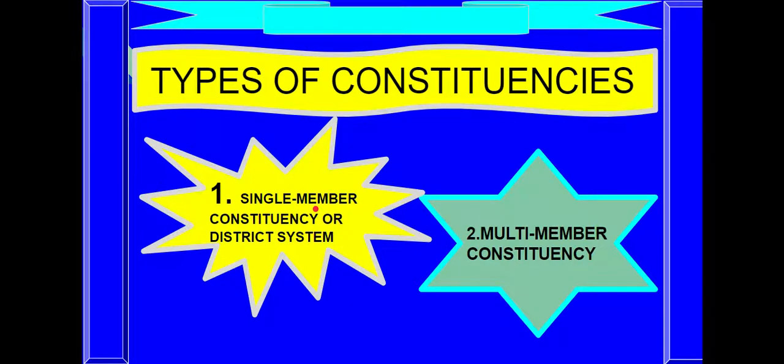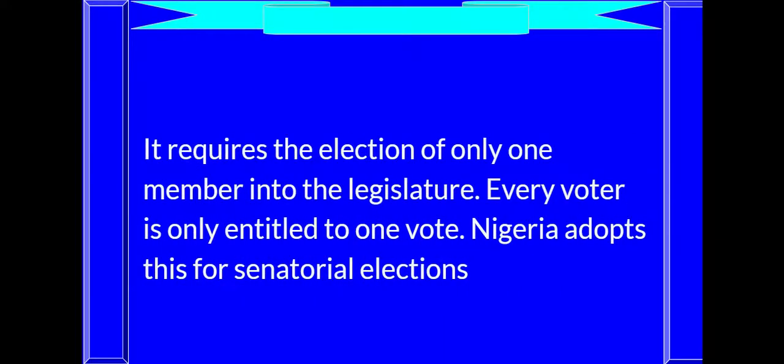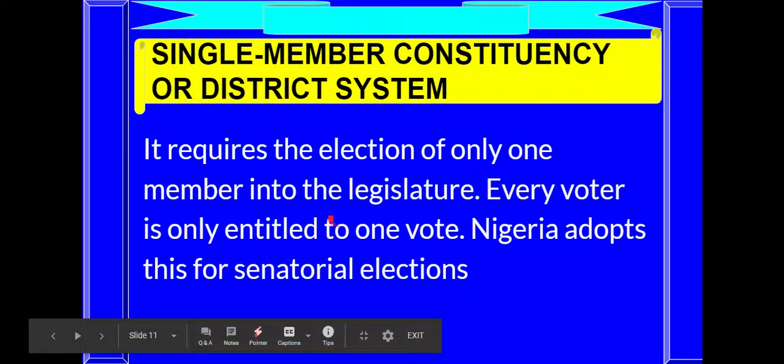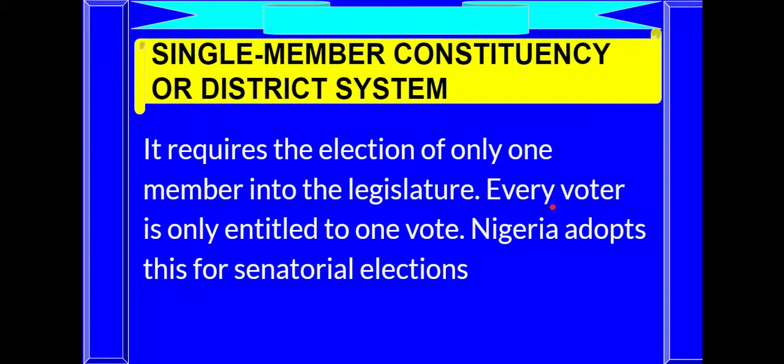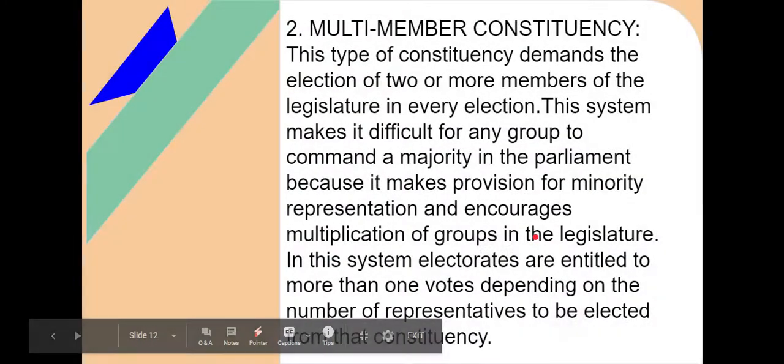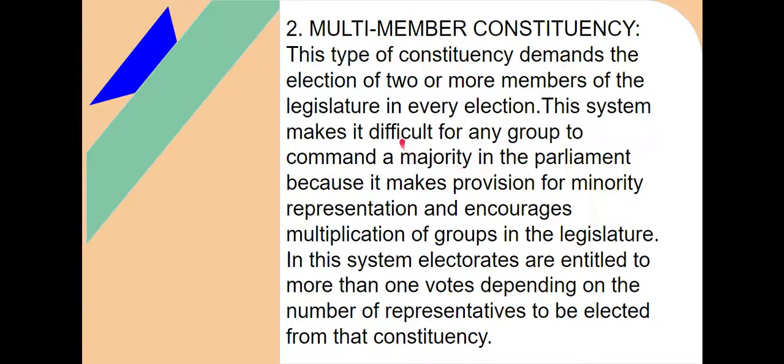Now, by single member constituency, what we're talking about is that it requires the election of only one representative, only one member into the legislature. So in this case, every voter is entitled to only one vote. Only one vote, okay? So Nigeria adopts this for senatorial elections. And then we have number two, which is the multi-member constituency.